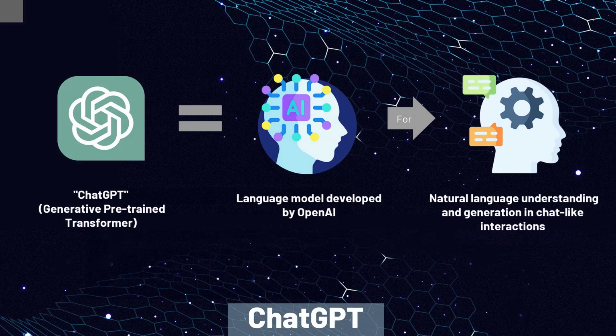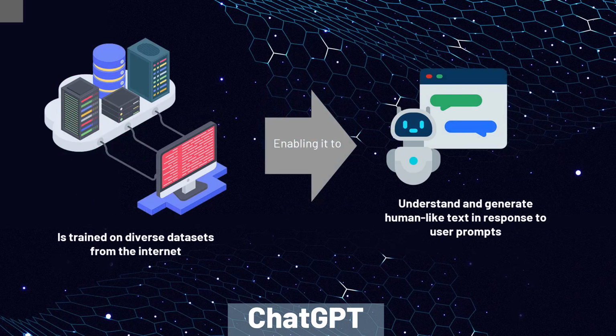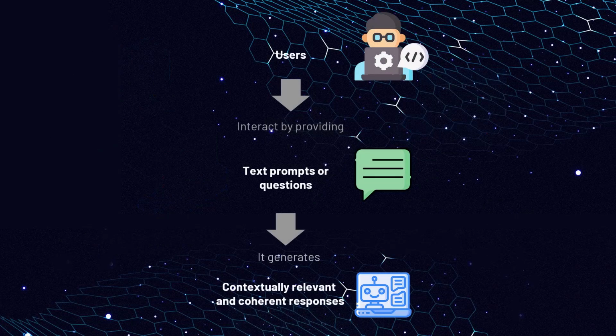Let's first become familiar with what ChatGPT is. ChatGPT, Generative Pre-trained Transformer, is a language model developed by OpenAI specifically designed for natural language understanding and generation in chat-like interactions. ChatGPT is trained on diverse datasets from the internet, enabling it to understand and generate human-like text in response to user prompts. It has been developed in several versions, with each version aiming to improve upon the capabilities of its predecessor. Users can interact with ChatGPT by providing text prompts or questions, and it generates contextually relevant and coherent responses.